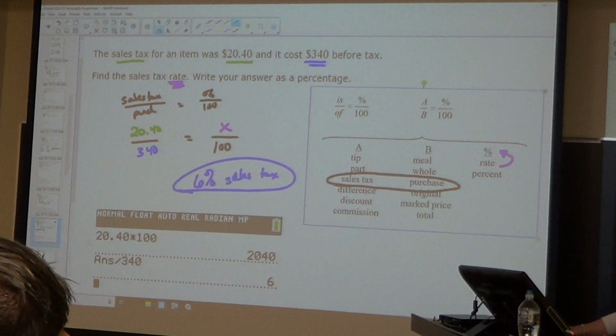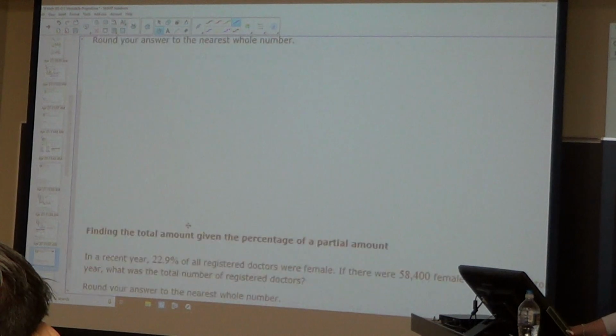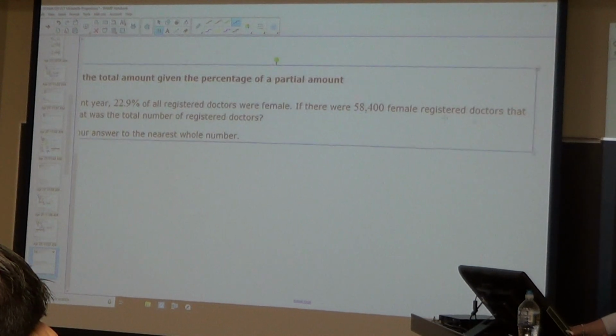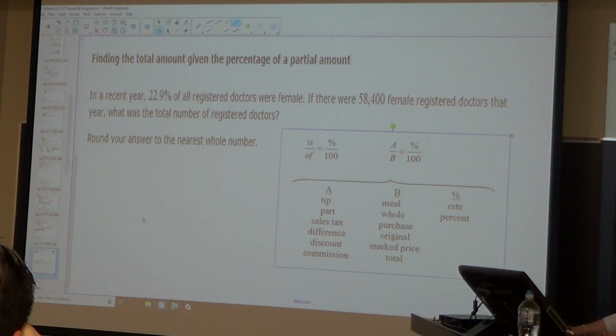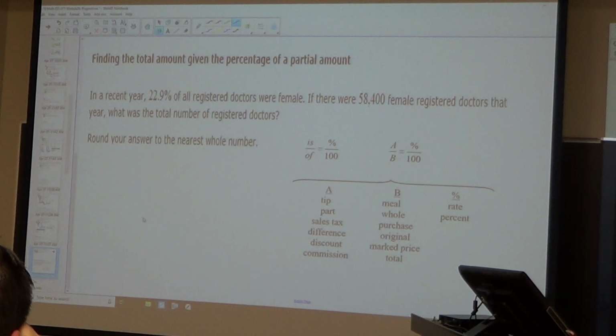All right, let's see what else we can find. I like this one. In a recent year, 22.9% of all registered doctors were female. If there were 58,400 female doctors, how many were in total? Round your answer to the nearest whole number. Which one am I using? Am I using tip, part, tax, difference, discount, or commission? You said difference.